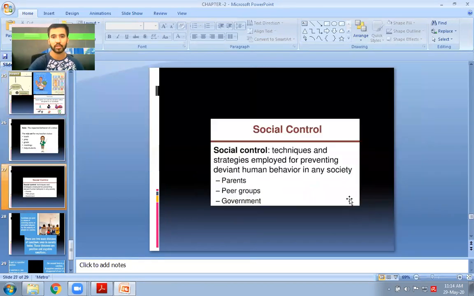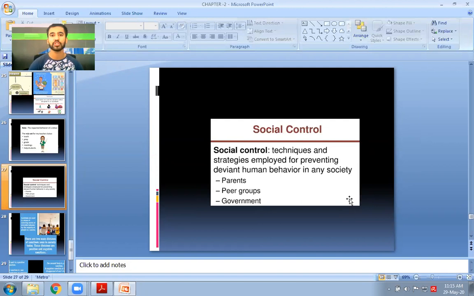And today we're going to start with social control. Yesterday also I discussed a lot of things with you regarding social control. Social control involves certain techniques and strategies employed for preventing deviant human behavior in any society. If any person is deviant, what do you mean by this? If any person has deviated from the right path, or from the things that he should do in society, that should not harm society or hamper or prevent the growth or functioning of society, that is what deviant human behavior is all about.